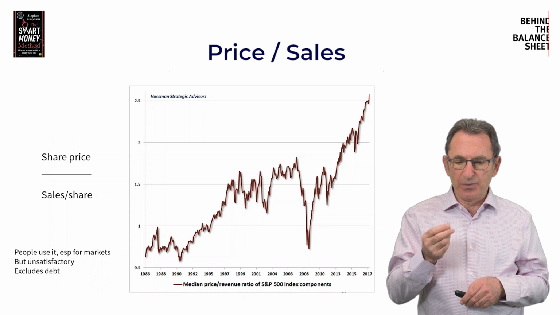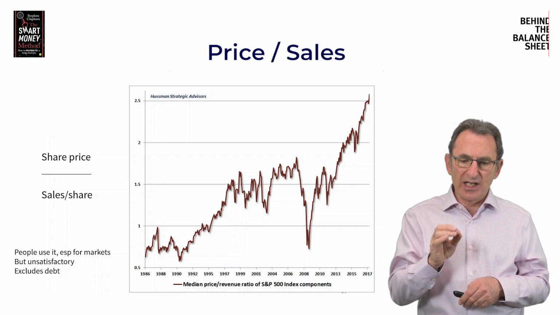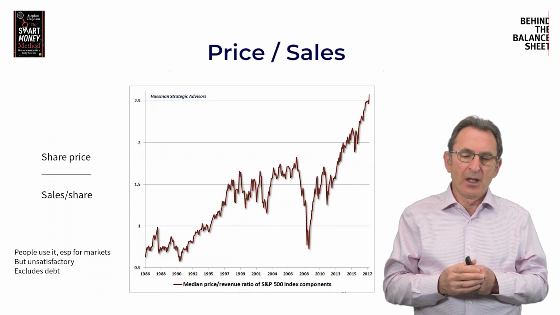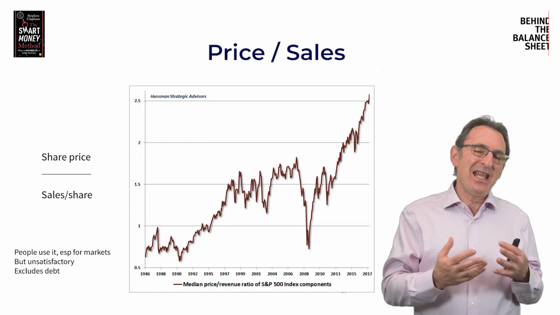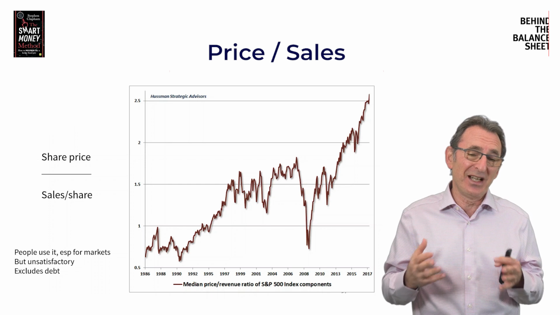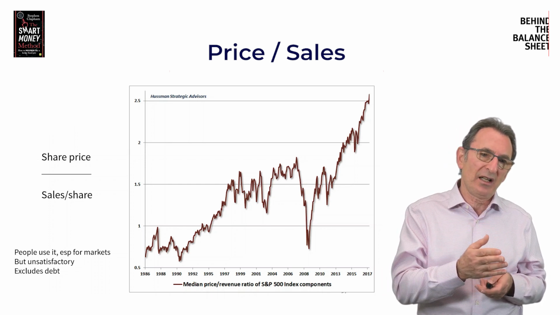The reason that Hussman uses it, and what he's done here is he's used the median price to sales for the whole S&P 500. The reason he uses it is calculating the EV to sales for the market as a whole is actually much, much more difficult. It's much less straightforward. So people use price to sales as a shortcut.